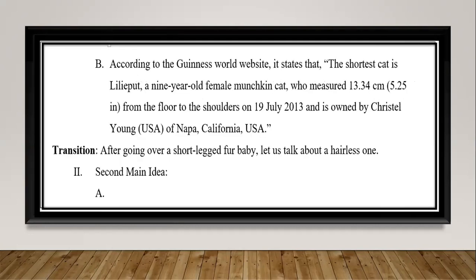Subdivisions can either be soft evidence or hard evidence. The textbook defines soft evidence as illustrations, descriptions, explanations, definitions, analogies, and opinions. It then defines hard evidence as statistics. We have just gone over what subdivisions are. Next, we will take a look at what a transition is.